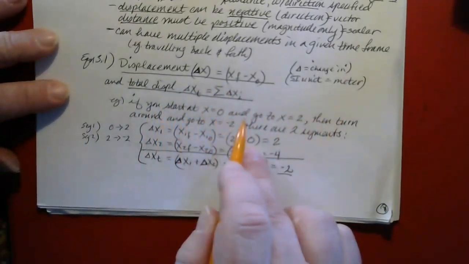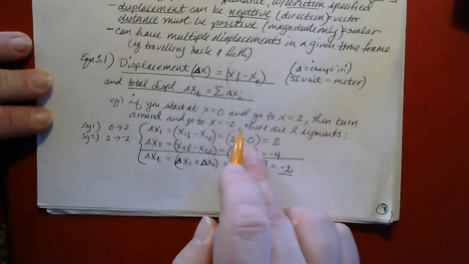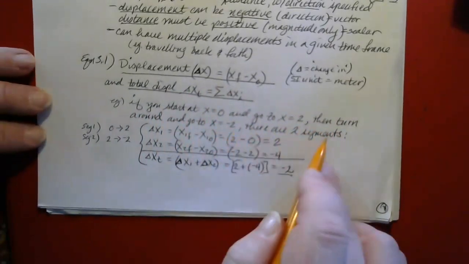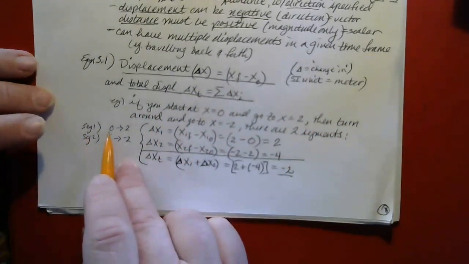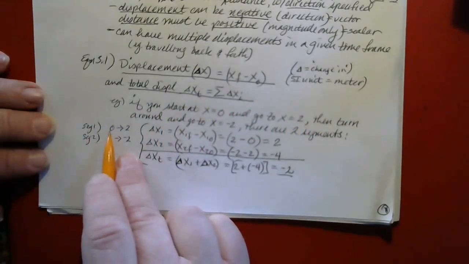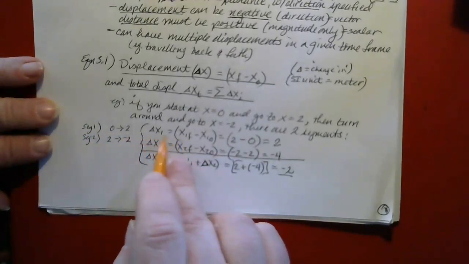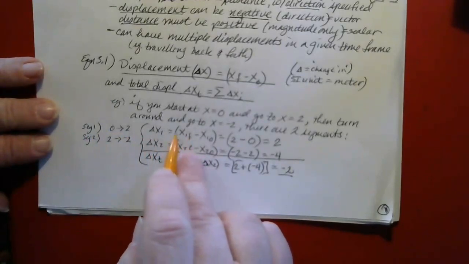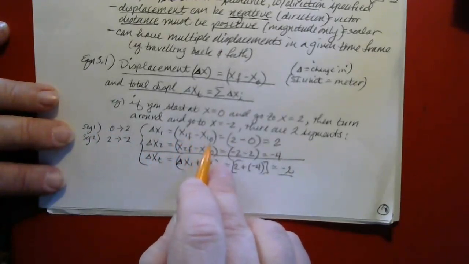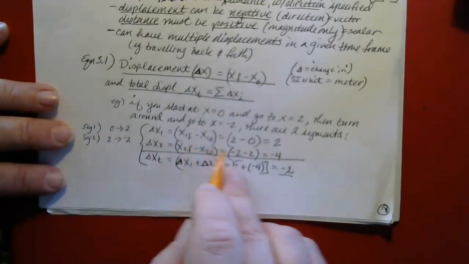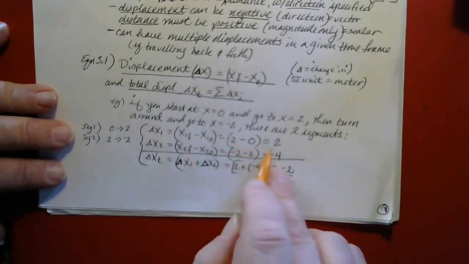So for instance, if you start at x equals 0 and go to x equals 2, and then turn around and go to x equals minus 2, there will be 2 segments in that overall total displacement. Segment one will be where you go from 0 to 2, and delta x for that segment 1 will be the final x coordinate for the first segment, minus the original x coordinate for the first segment. And that's 2 minus 0, because you started at 0 and ended up at 2, which is 2.